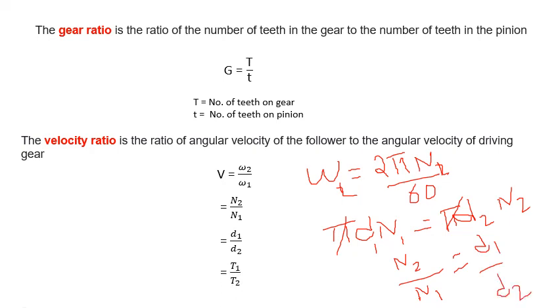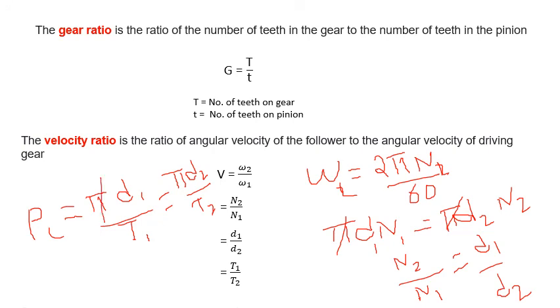Similarly, it can also be written as t1 by t2, because we know the circular pitch formula Pc is equal to pi d by t. So for the driver we can write pi d1 by t1, and for the driven we can write pi d2 by t2. Therefore, wherever d1 and d2 are there, we can write t2 by t1, because pi gets cancelled.